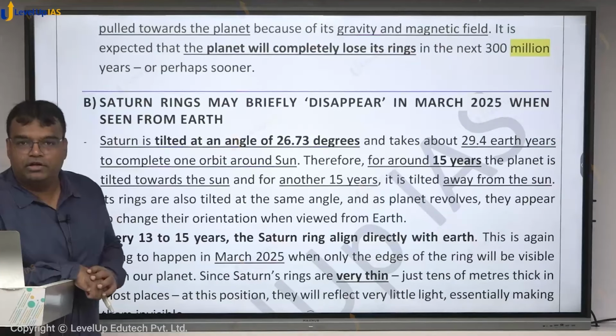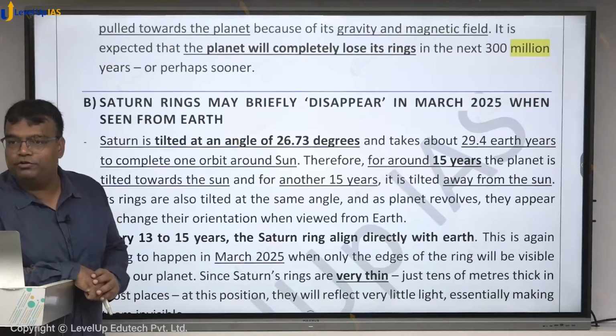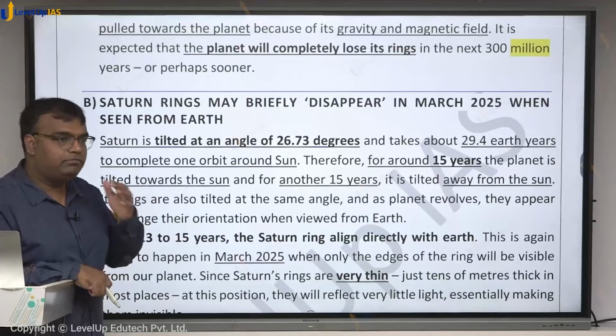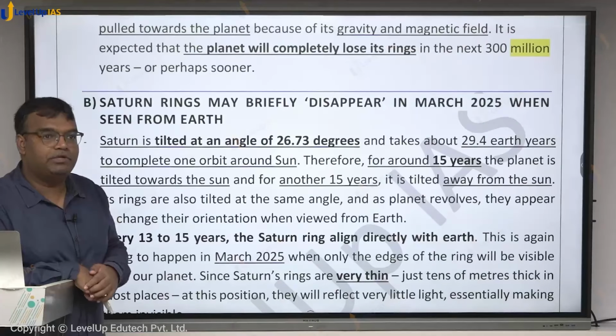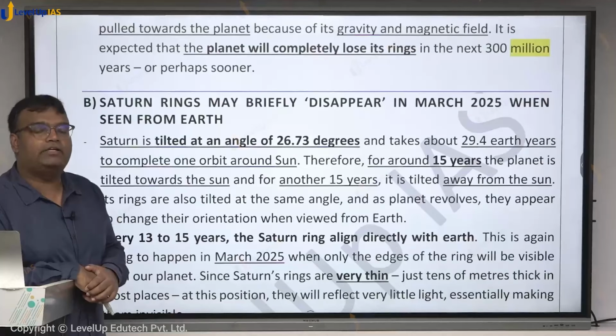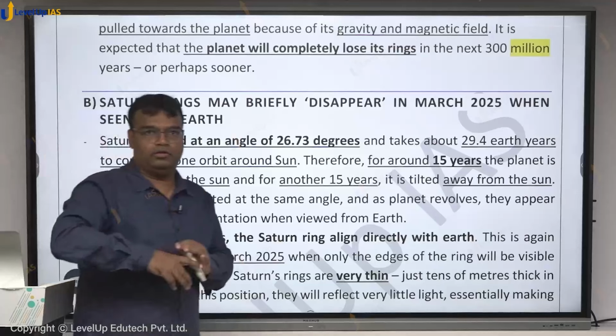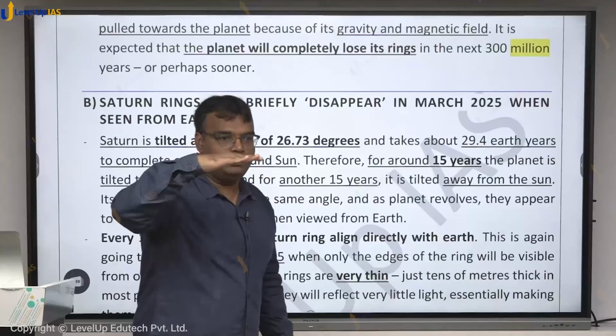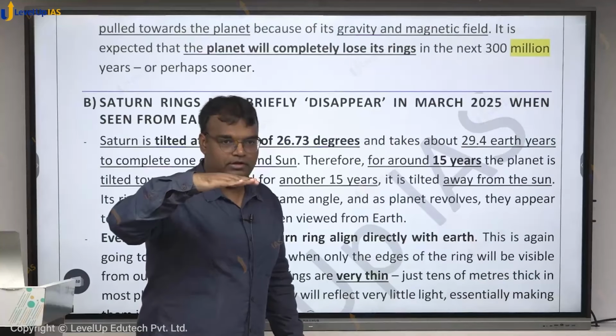You must have seen this. A lot of infographics on this have also come. The reason why I'm discussing this: Saturn's ring will disappear. So it will not actually disappear. Saturn will form an angle with Earth so that the ring will not be visible. Are you getting my point?